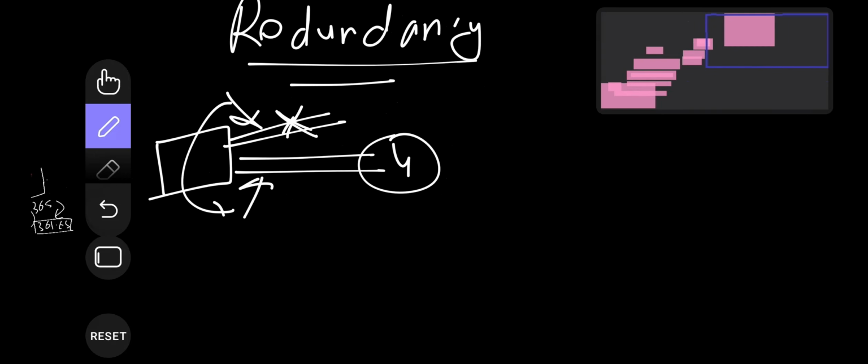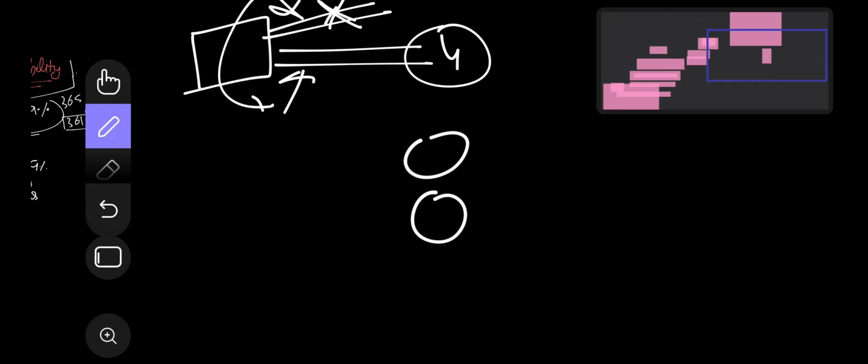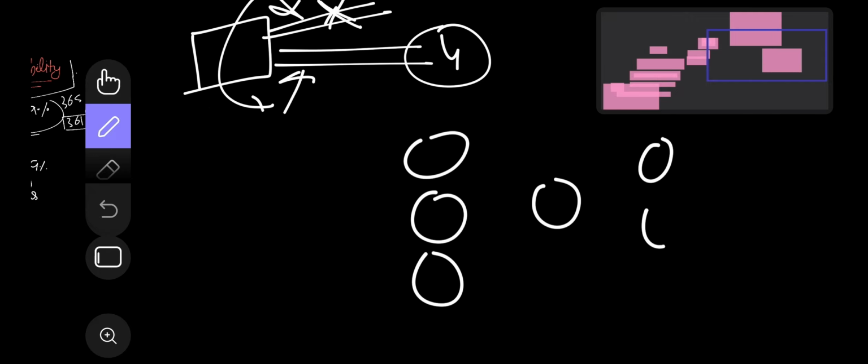So you can think we have to find redundancy in our systems. Let's say you have a system which has something like this.